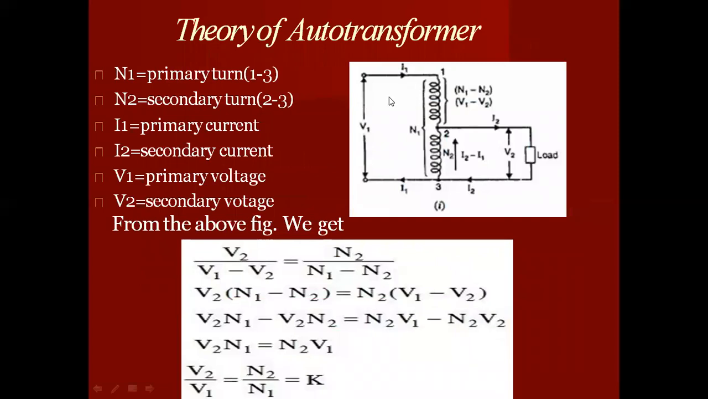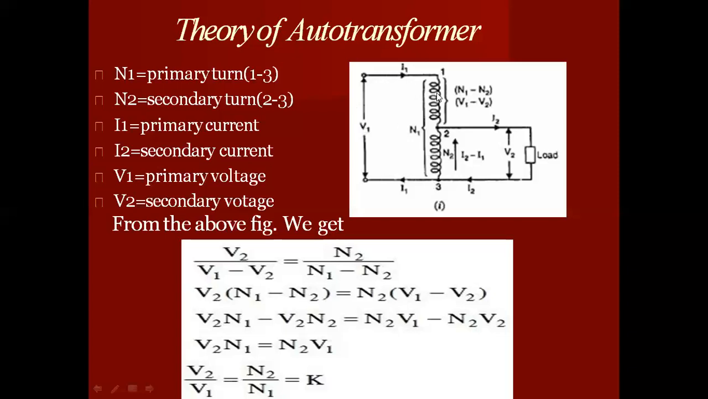So this is an auto transformer where N1 is the primary turns, that lie between the sections 1 and 3. The total number of turns is known as the primary turns N1. N2 is the secondary turns that lie between the sections 2 and 3. I1 is the primary current and I2 is the secondary current. If I do the KCL at that particular point, it is I2 minus I1 that is flowing to the secondary side. V1 is the primary voltage and V2 is the secondary voltage. This is the entire primary side and this portion is the secondary side.